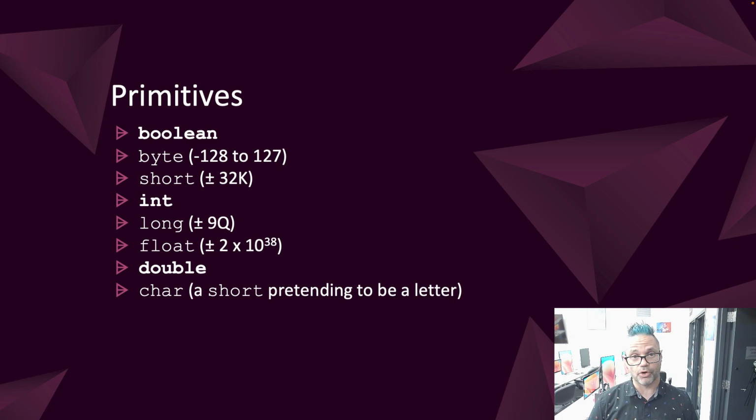You can see that some of them are in bold with no details, and we've got the rest of them that have some small details on the range. So we've got Boolean. We have byte, which has a range of -128 to +127. Short, which is plus or minus 32,000. Int, long, plus or minus 9 quintillion. Float, plus or minus 2 times 10 to the 38th. Double, and then char, which is really just a short that's pretending to be a letter. And we'll talk more about those later as we go through.